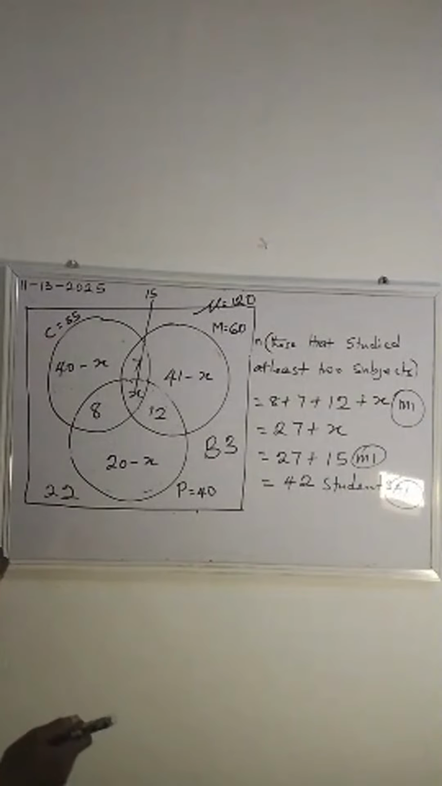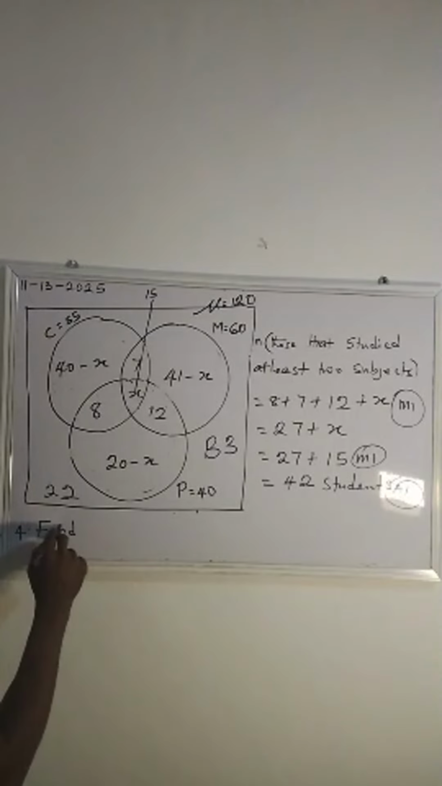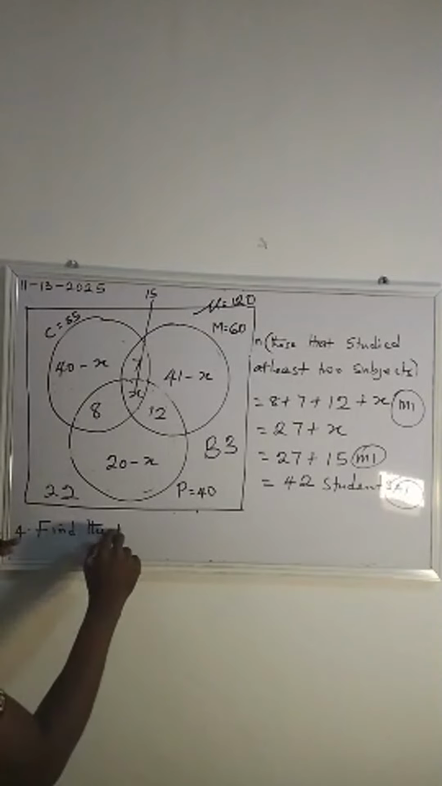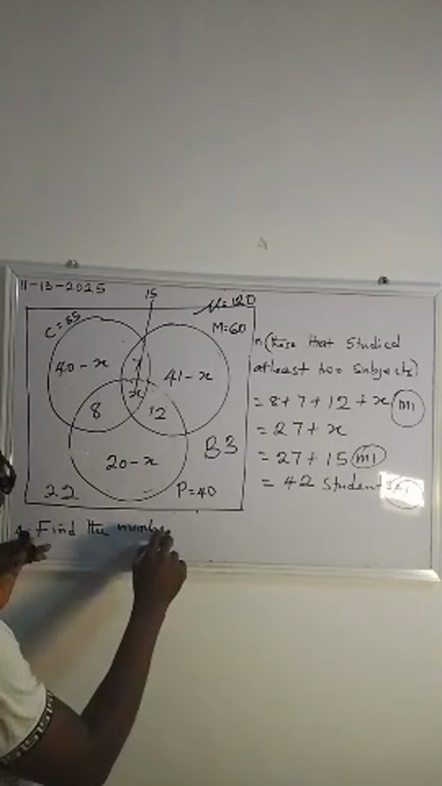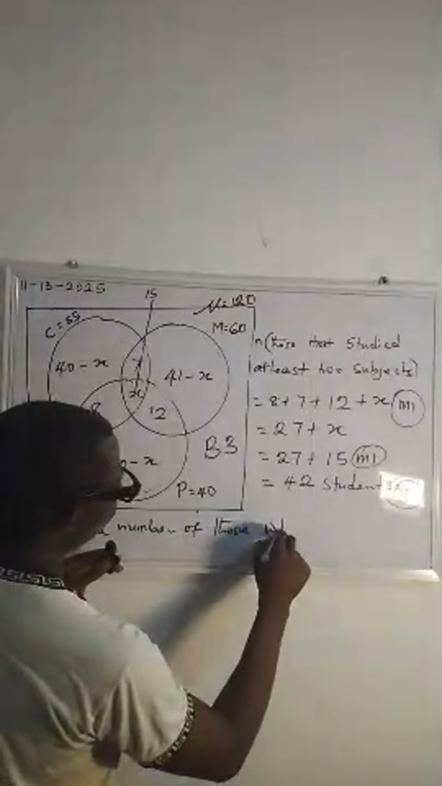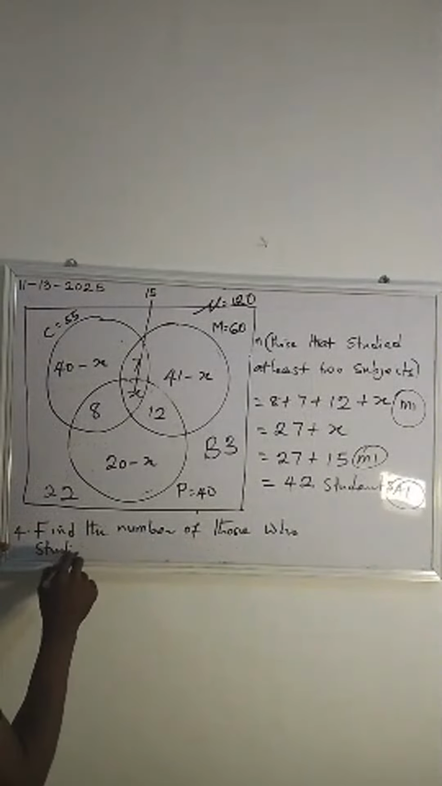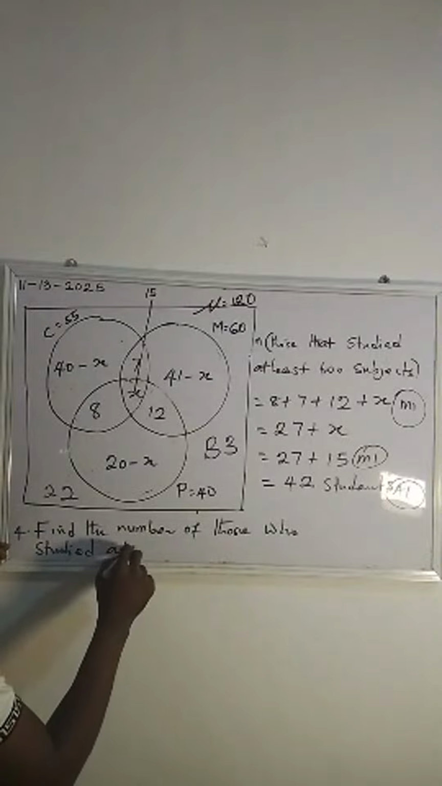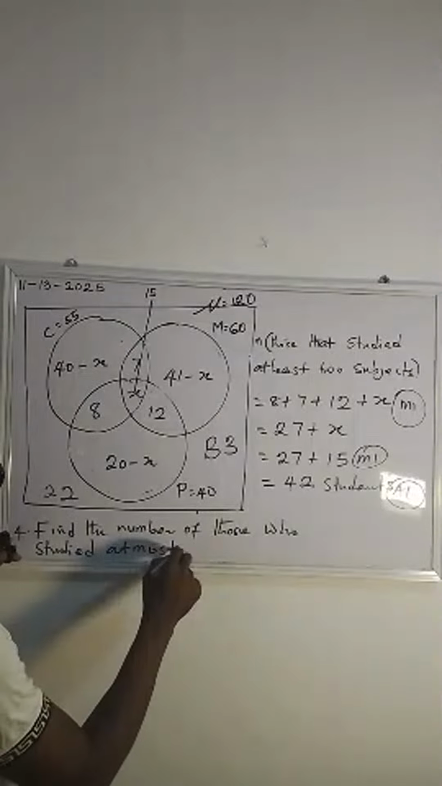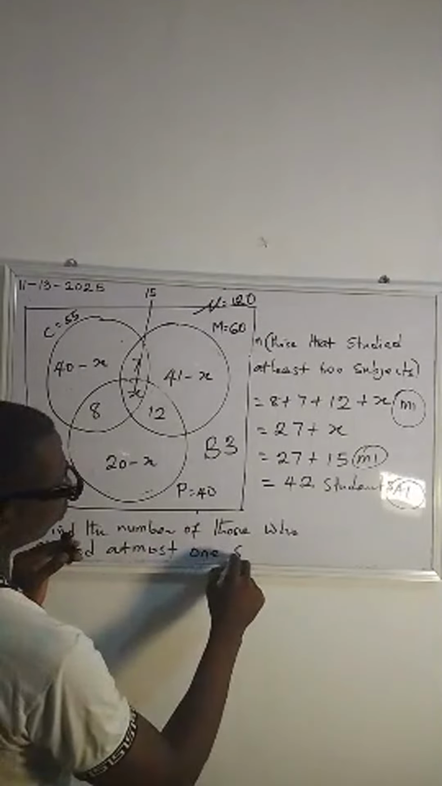All right, now let's look at the fourth question. Find the number of those who studied at most one subject.